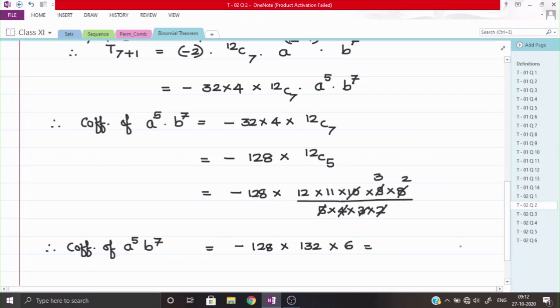Whatever the answer comes at last, that we can write down properly. So I hope these questions are clear. Next time we can start similar kinds of questions of exercise 8.2.